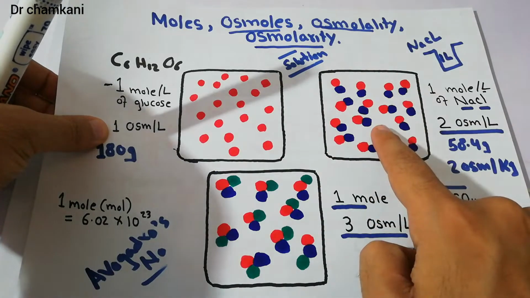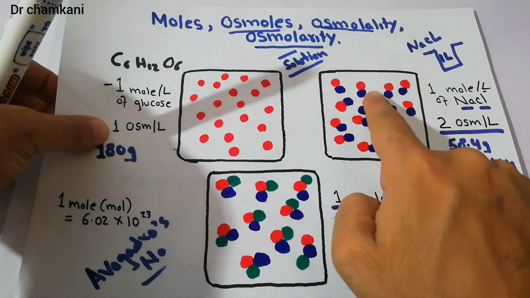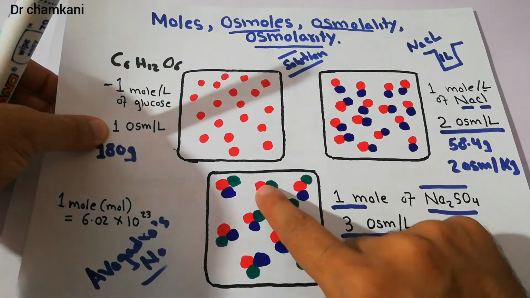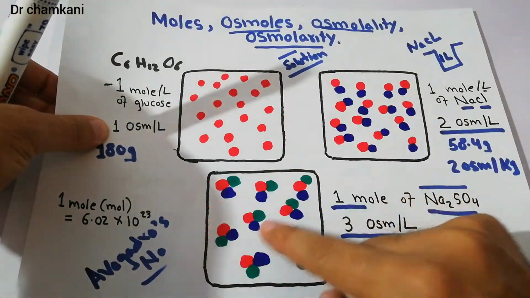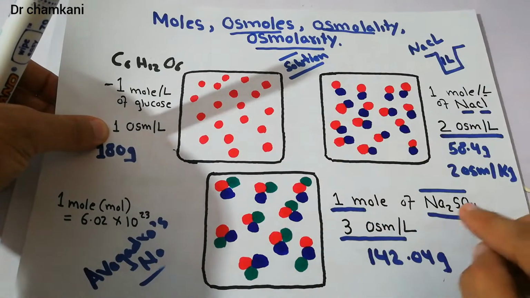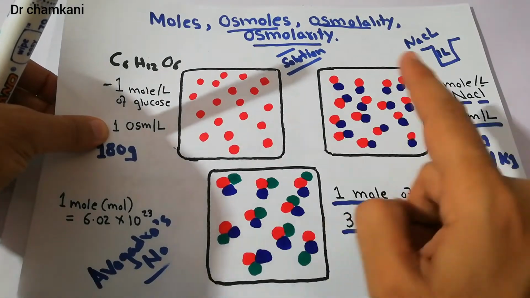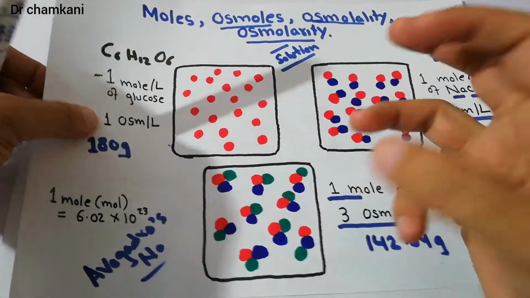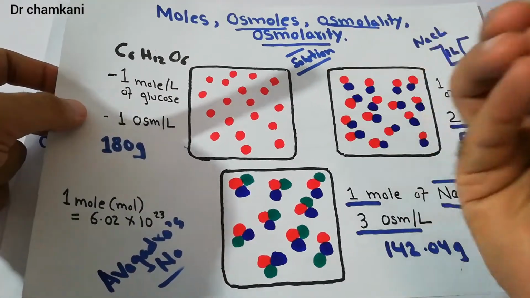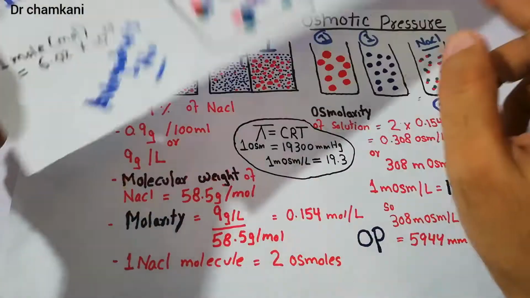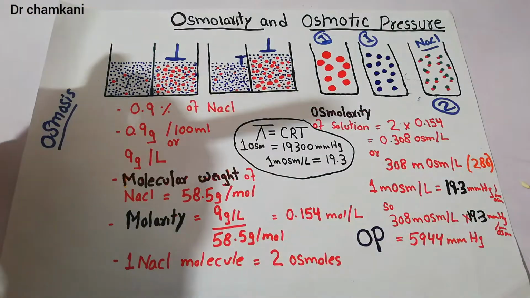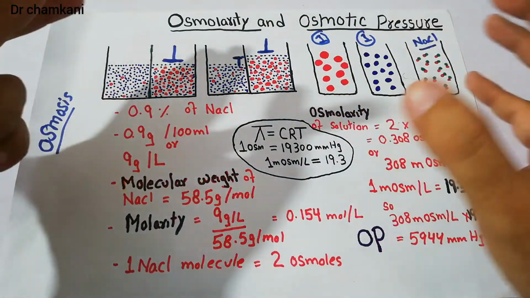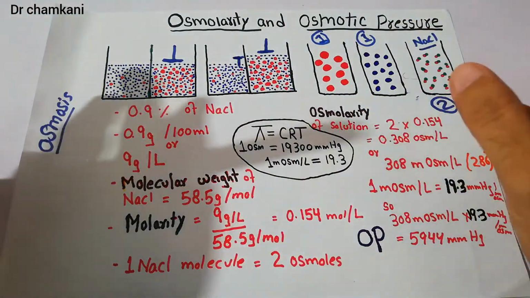Here we have sodium chloride, with one molecule containing two osmotically active particles, and here we had sodium sulfate, with each molecule containing three osmotically active particles. So the osmotic pressure of sodium sulfate was higher than sodium chloride, and the osmotic pressure of sodium chloride was higher than glucose, because osmolarity is basically related to the number of osmotically active particles. It is not related to the size of the molecule or the molecular weight. So it is all about the number of particles.